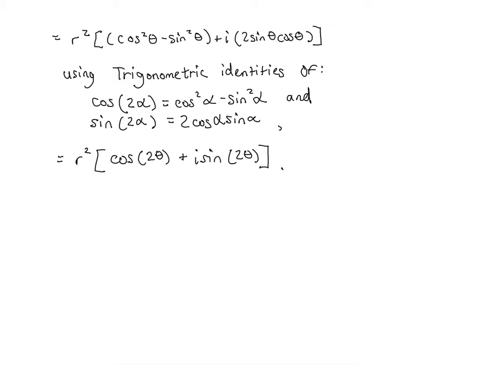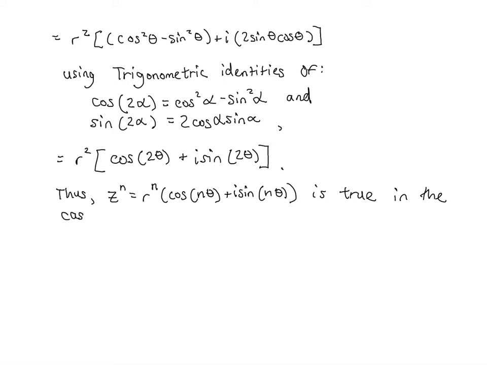And it seems like we've already done a lot, and we have already done a lot, but everything we just did was proving the basis step. So I'm going to write a little conclusion for that basis step, and I'm going to say thus z to the n equals r to the n cosine of n theta plus i sine of n theta is true in the case of n equals 2.